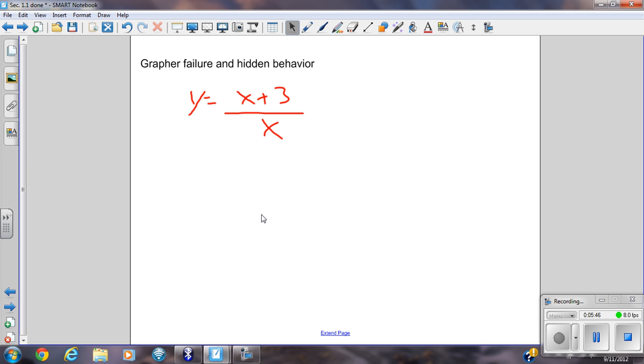Again, with a graphing calculator, we were going to look at the equation (x + 3)/x and show you what happens at x equals 0, and also what happens at the end of the graph, being the end behavior. Again, we will look at that in class together.